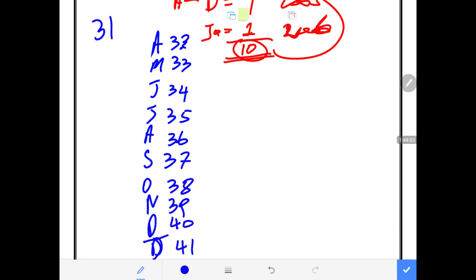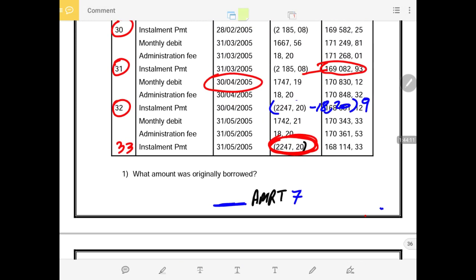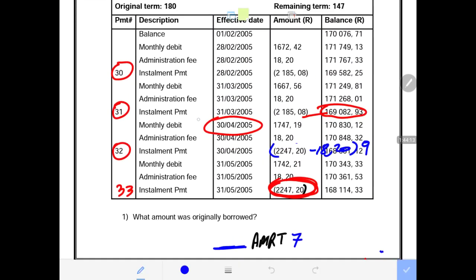32, 33, 34, 35, 36, 37, 38, 39, 40, 41. So now these are the payments that we made, meaning April was the 32nd payment. Let us just verify that April was really the 32nd payment.